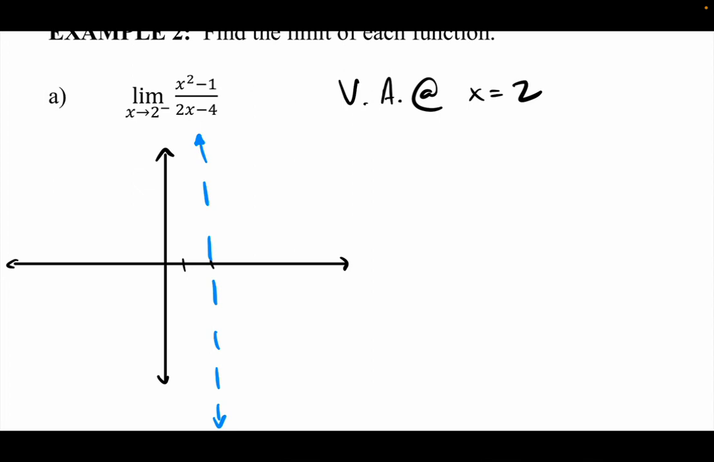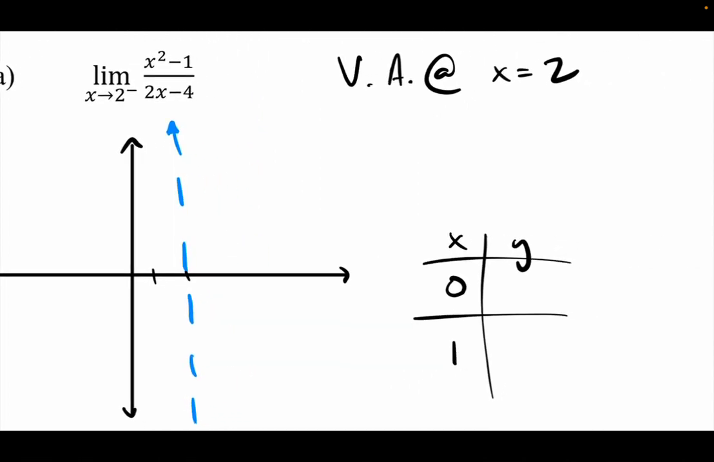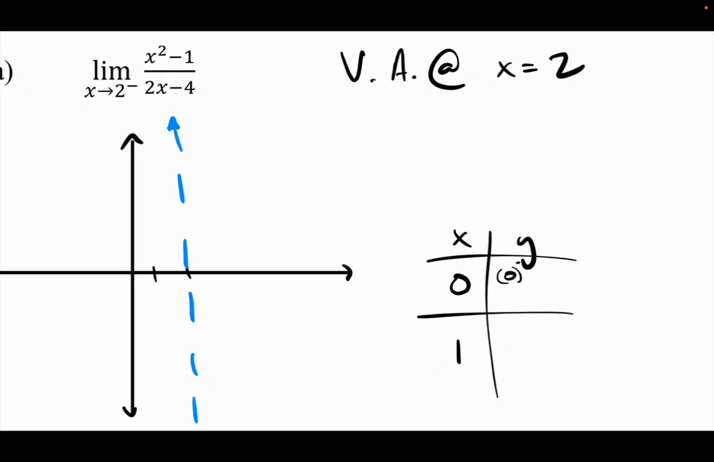So I'm going to plug in 0 into the equation and see what I get. When I plug in 0, I get 0 squared minus 1 over 2 times 0 minus 4, right? So I get -1 over -4, which is positive 1/4. So at 0, the point is there.